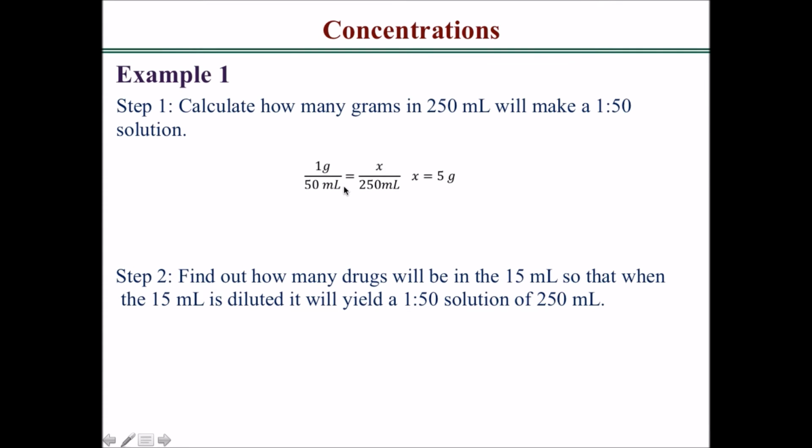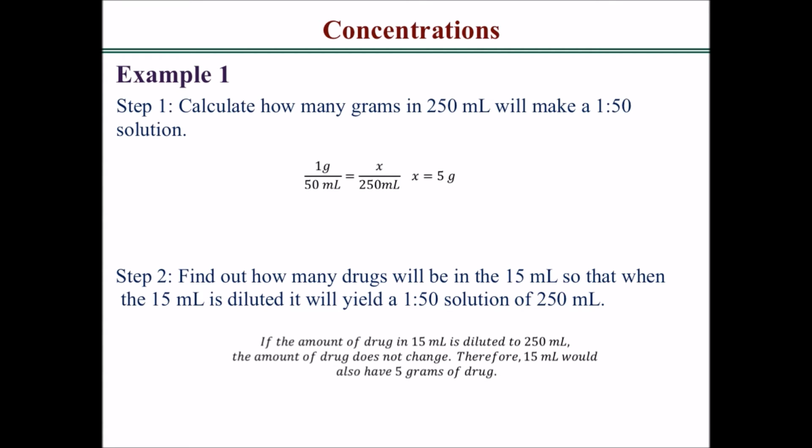Next, you want to find out how much drug will be in the 15 milliliters so that when that 15 milliliters is diluted, it will yield a 1 to 50 solution of 250 milliliters. This one doesn't need any calculation, it's just a concept. If the amount of drug in 15 milliliters is diluted to 250 milliliters, the amount of drug does not change. Therefore, 15 milliliters would also have 5 grams of drug.